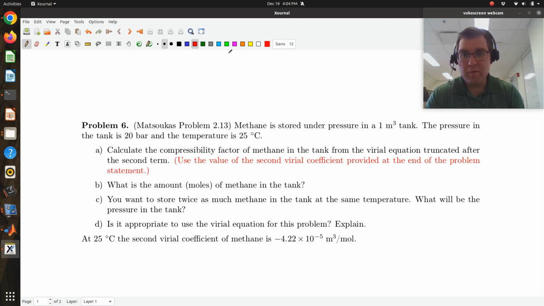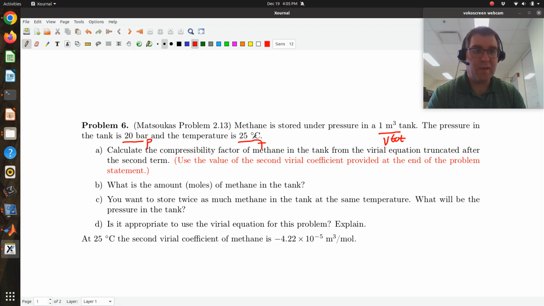So, first going through the problem statement, take inventory of what we have. All right, so we have a 1 meter cube tank. So, this is going to correspond to V total, my total extensive volume. The pressure in the tank is 20 bars. So we're told what the pressure is, and the temperature is 25 degrees C, so we're given T.